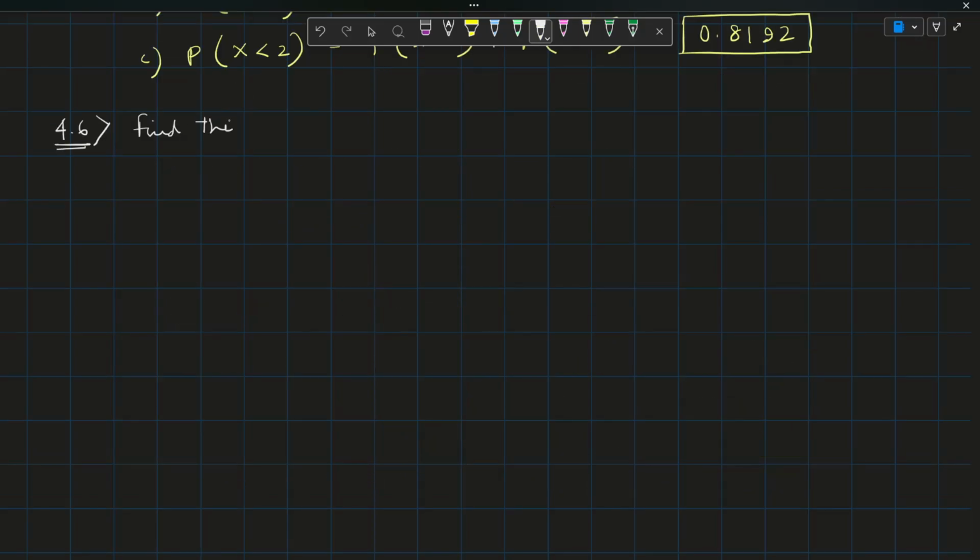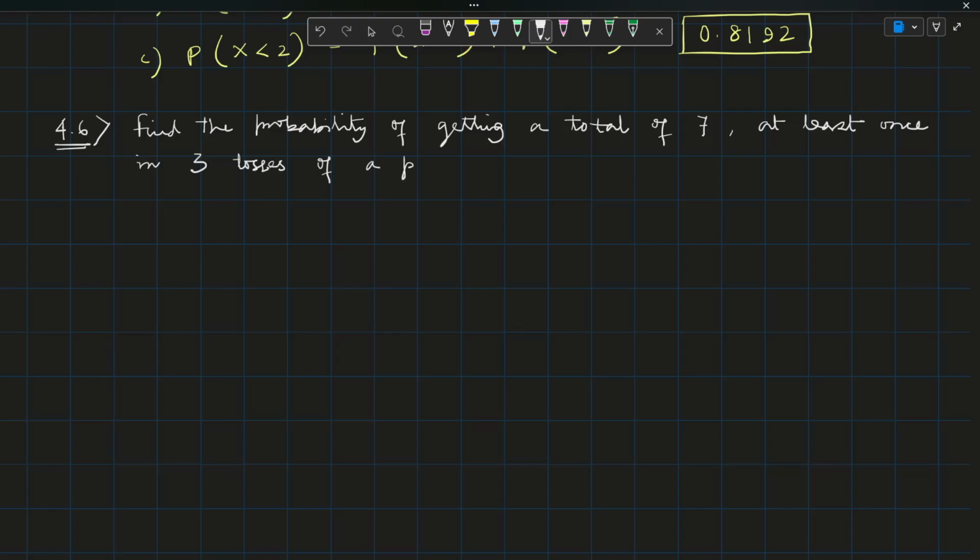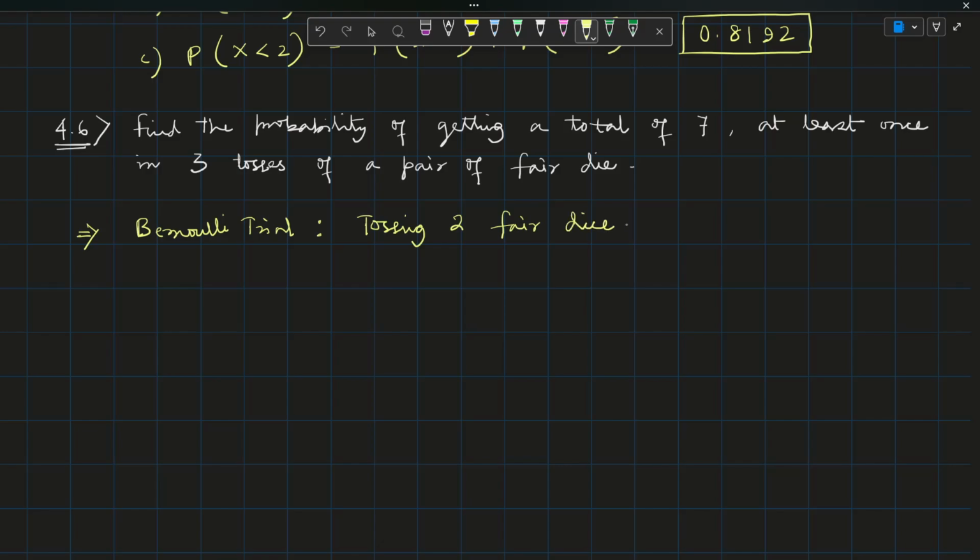Now the problem 4.6, which is: find the probability of getting a total of 7 at least once in 3 tosses of a pair of dice. Here the Bernoulli trial is tossing of a pair of fair dice, which is tossing 2 fair dice, and success is defined as getting a total of 7.